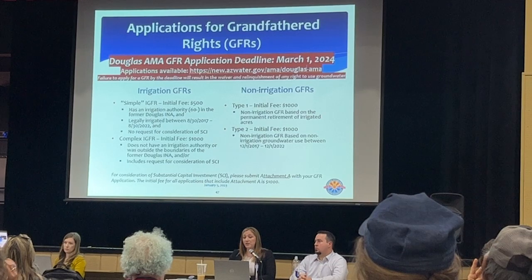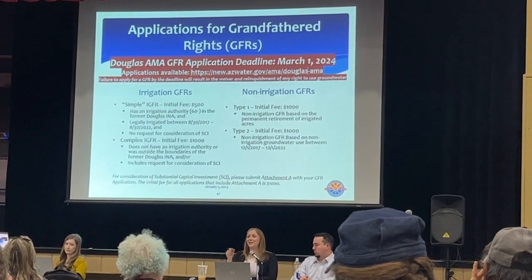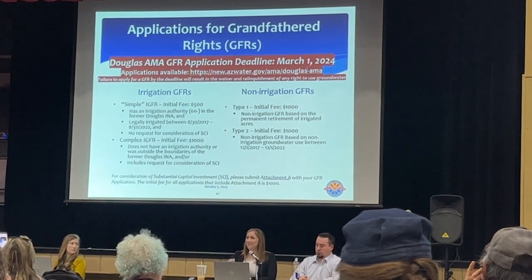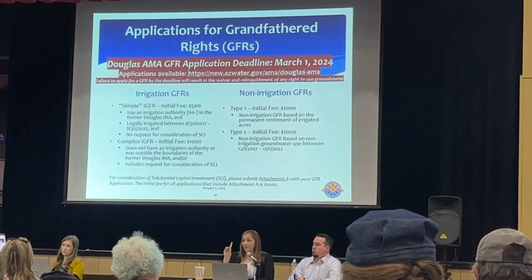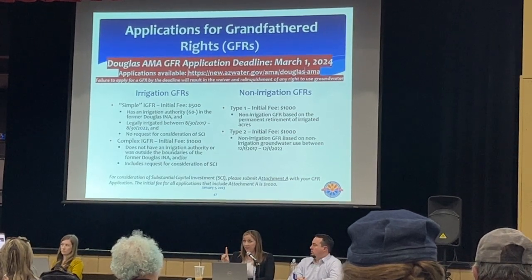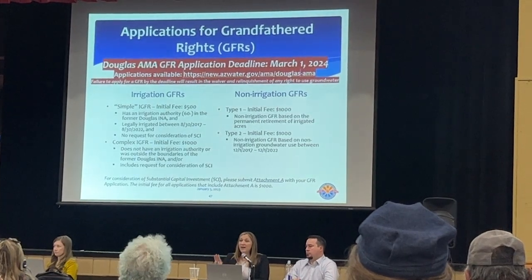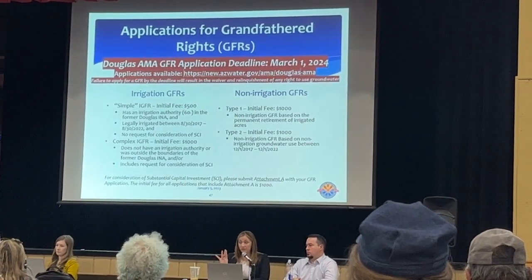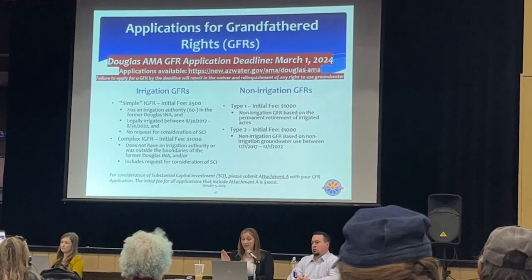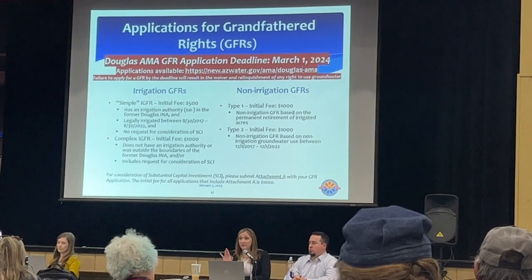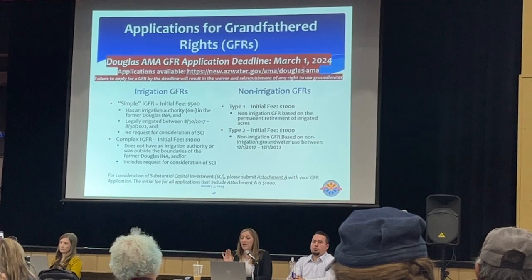So each grandfathered right type has an application form. So we have 3 application forms that you can fill out. One for an IGFR, an irrigation grandfathered right, one for a type 1, and one for a type 2. We also have attachment A, which is that substantial capital investment attachment, which can be included on any of those other 3 application types. So the substantial capital investment should always be submitted with another application.